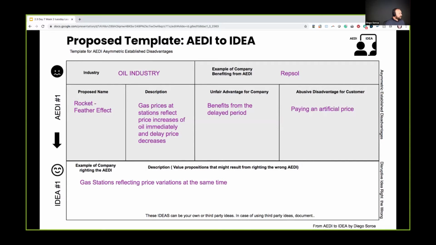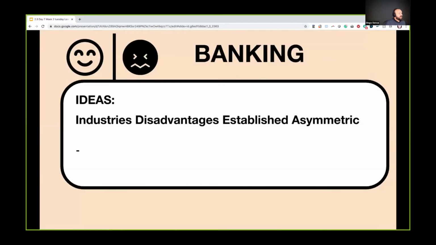Okay, and then in the bottom section here, we are turning these into an idea. So how can we right the wrong? You can have gas stations reflecting instantly the price variation as they vary. Okay, so that could be a very simple approach once you have detected an AEDI, which is a specific sort of pain, to turn it into an idea that has some potential for disruption. Let's see some other examples.